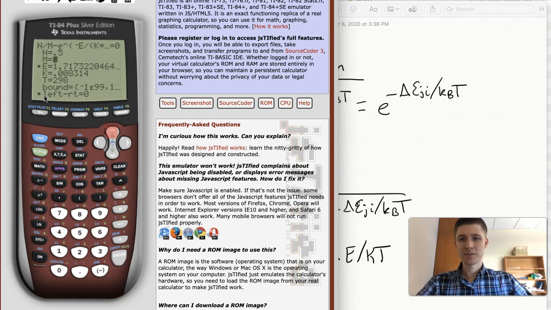That guess is sometimes important. The other thing that can cause problems is the bounds. Make sure the bounds are large enough for what you're trying to solve.